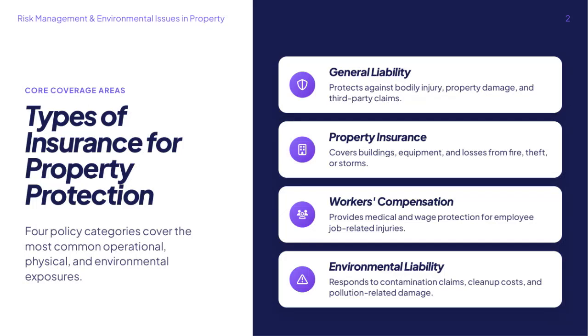Let's dive into the core coverage areas you need to know about for protecting property through insurance. These are the main 4 policy categories that address the most common risks in operations, physical assets, and the environment. First, general liability insurance safeguards you against claims involving bodily injury, property damage, or other third-party issues. It's essential for covering unexpected accidents or legal claims.